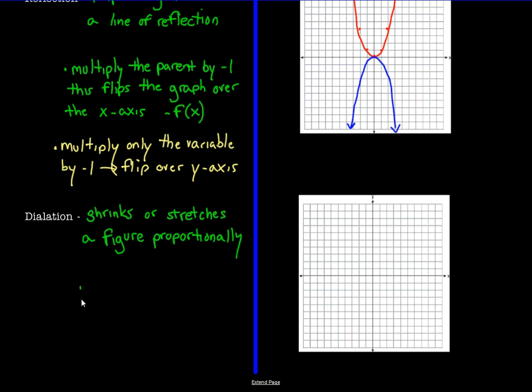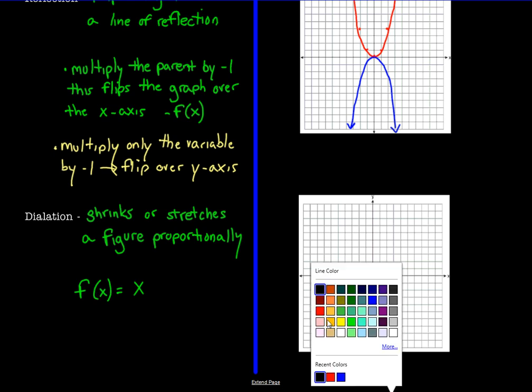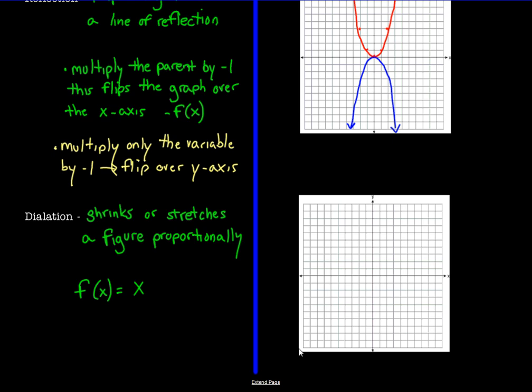So if we have f of x equals, let's just use the line, equals x. So if I come through here and I draw f of x equals x, we'll make it red again. It goes, remember, 1, 1, 2, 2, 3, 3, and -1, -1, -2, -2. It hits all of those points on that perfect diagonal. That's the line y equals x, or f of x equals x.